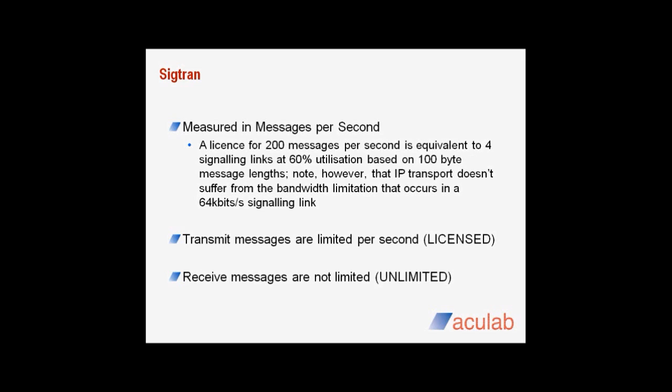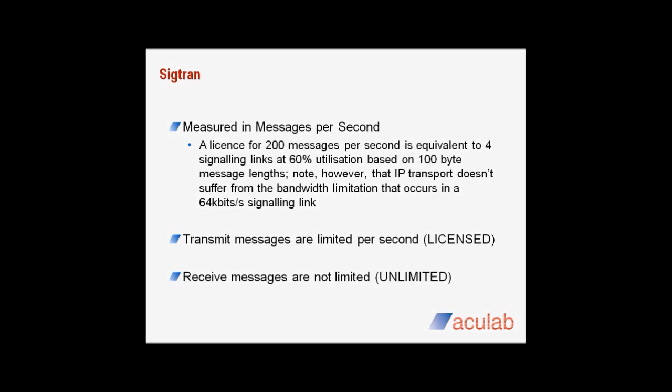So we look at SIGTRAN as a way of transmitting these messages over IP, but we measure them in messages per second. To compare that with a traditional SS7 network, if you look at it as being 200 messages per second, in that example, that's equivalent to having 4 signaling links on a traditional SS7 network being used at 60% capacity, where each message is 100 bytes in length.